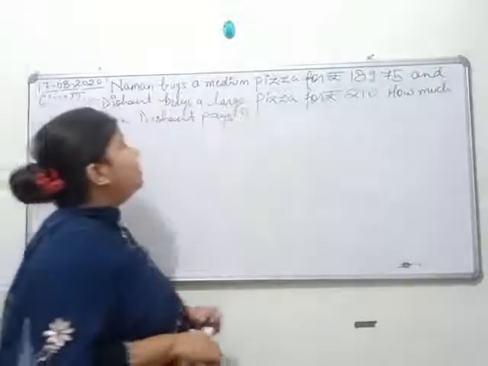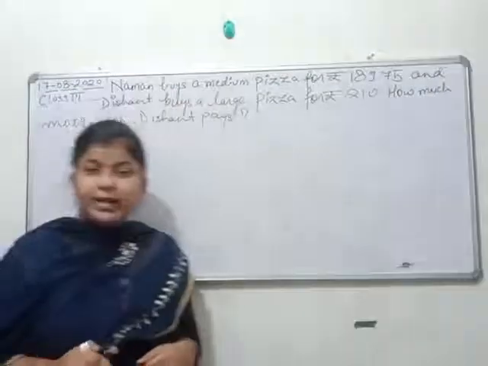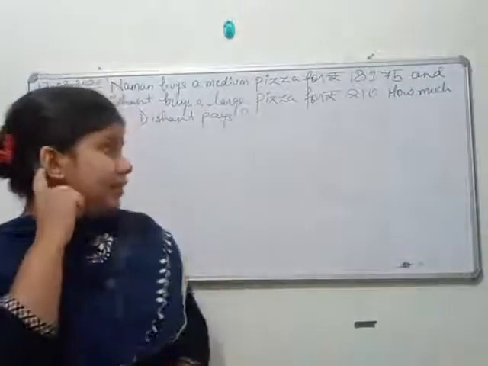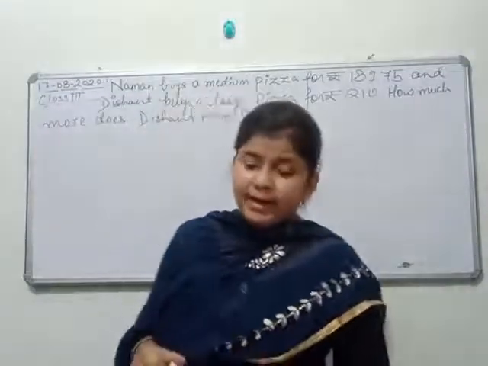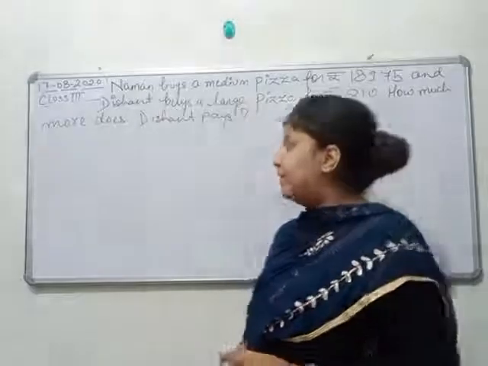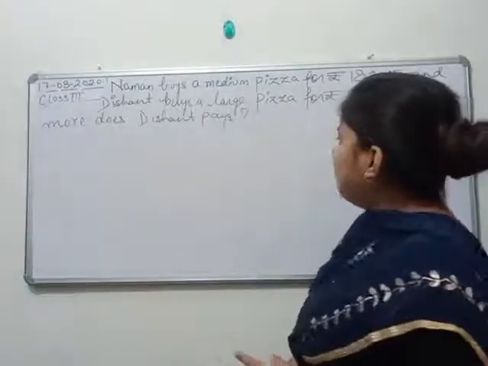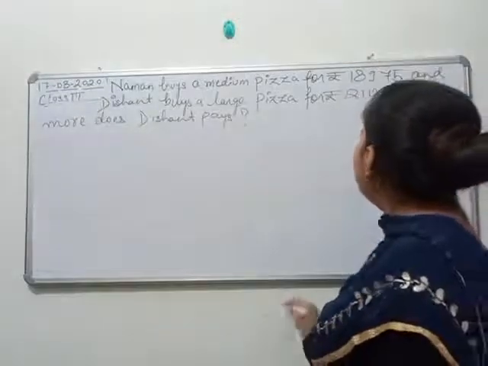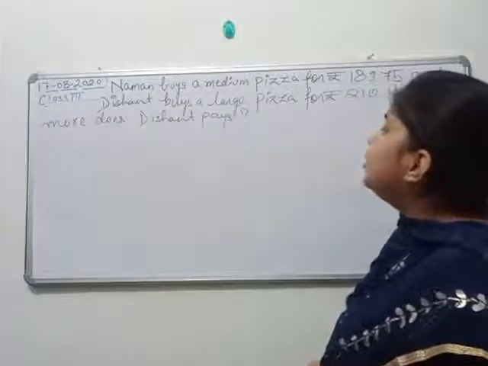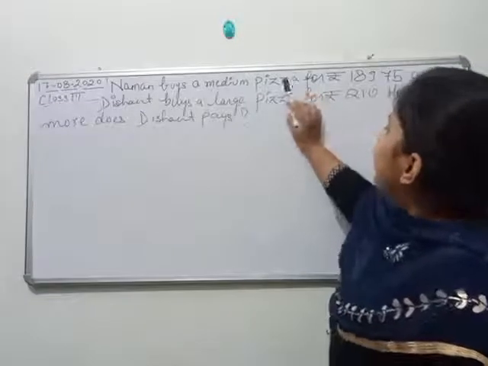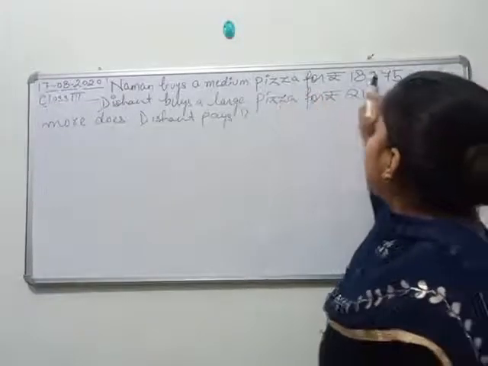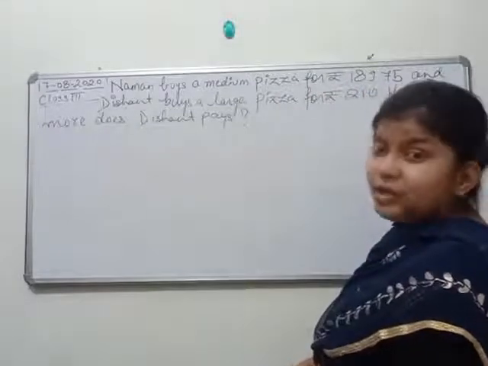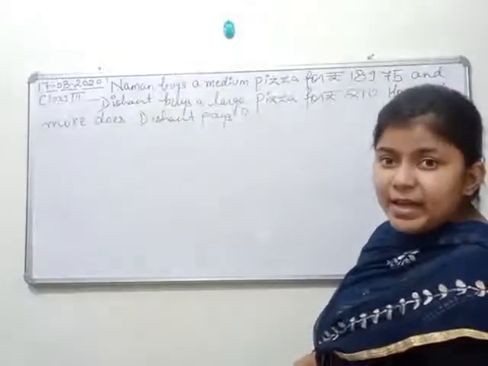So the question is, Naman buys a medium pizza. Naman bought a medium size pizza for 189 rupees and 75 paise. And Dishant buys a large pizza for rupees 210. How much more does Dishant pay? Of the two, Naman bought a medium pizza for 189, Dishant bought a large pizza for 210. So how much more did Dishant pay?